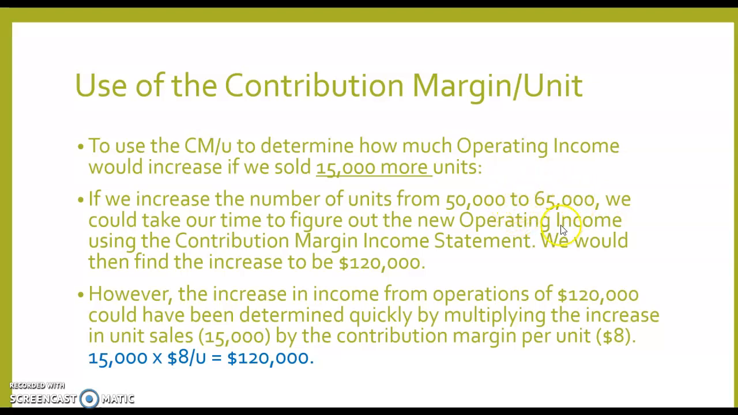Well, all we got to really do is take that 15,000 extra units times our contribution margin per unit of $8 per unit, and that tells us we would have 120,000 additional dollars of operating income. Now we could do it all out. We could figure out, okay, 65,000 of sales times $20 a piece, and our variable cost was $12 a piece times 65,000, and figure that out and then subtract it. We'd still get 120,000, but that's a bunch of steps.